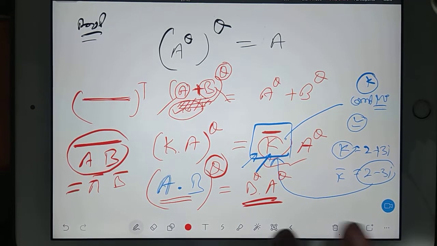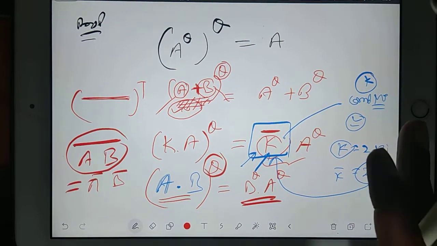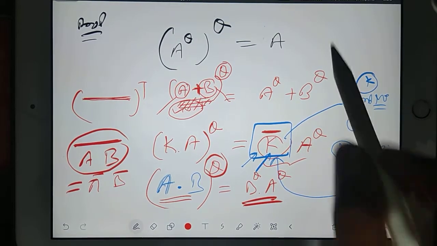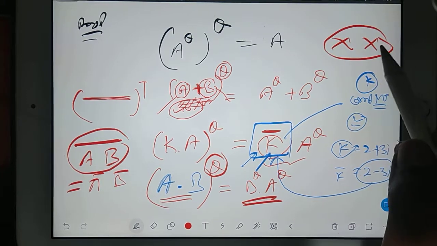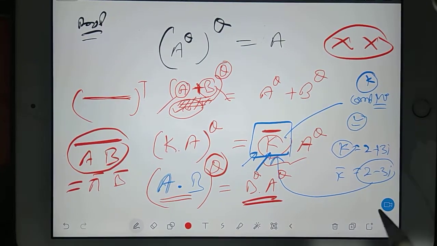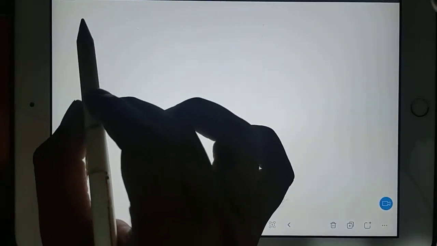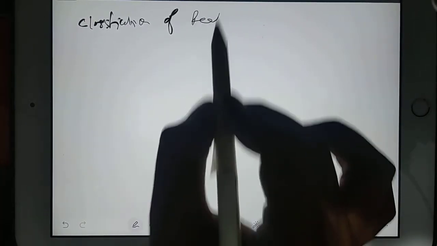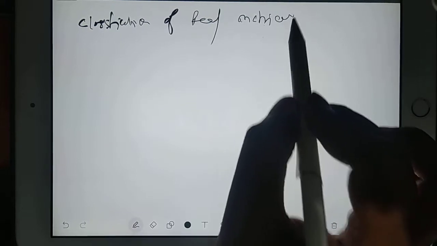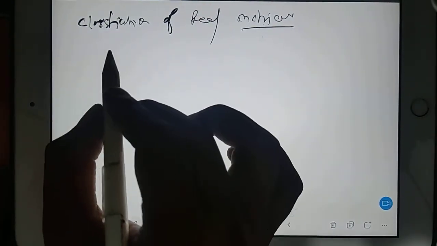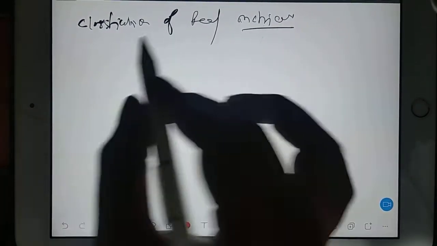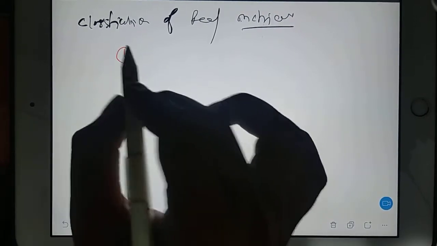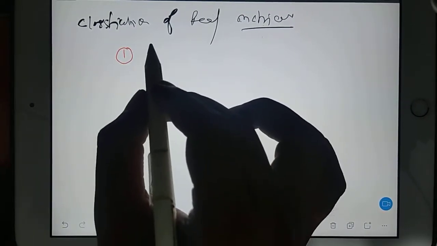Now we'll go for classification of real matrices. Whatever matrices we have to deal with, mostly we don't have to deal with these kinds of matrices. We have to deal with real matrices. So I'm changing the page. What are the types of matrices we have to see? So go for classification of real matrices. Now in that you go in this way. First type, you have symmetric matrices.